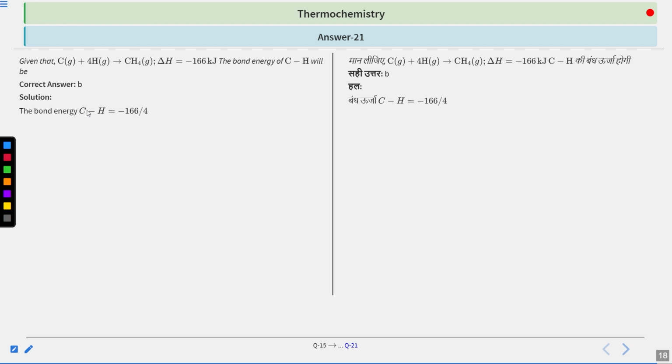So very simple, the bond dissociation of CH will be what? Your value that is given divided by 4, because it is given for 4 bonds and you have to find it for 1 bond, and that is simply a direct question from the unitary method, that is division by 4, and that will give you minus 41.5 kilojoule per mole.